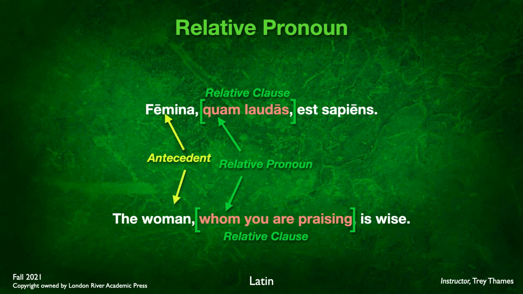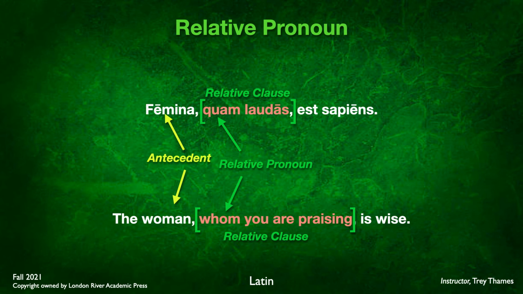Now, what about the form of qui, quae, quod? How did we get quam? Well, because its antecedent is feminine and singular, the relative pronoun has to be feminine and singular. In this case, it is accusative, feminine and singular, quam. But why is it accusative?